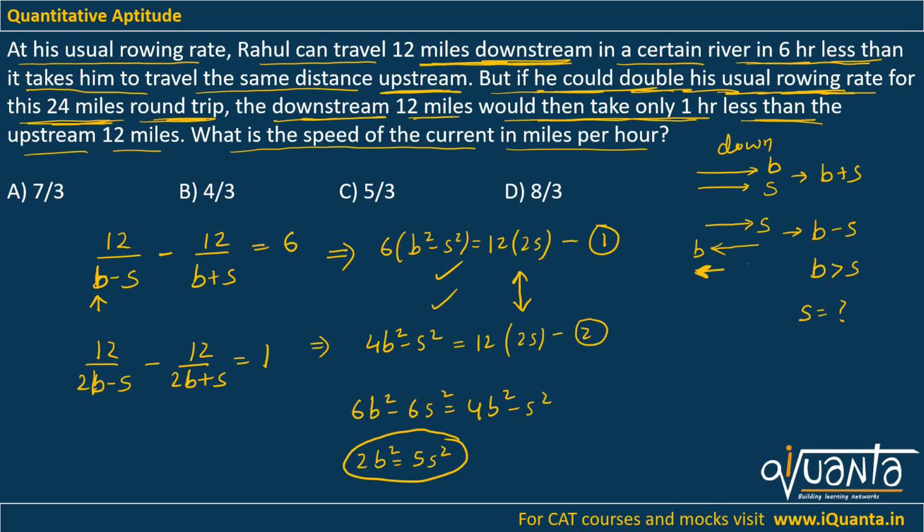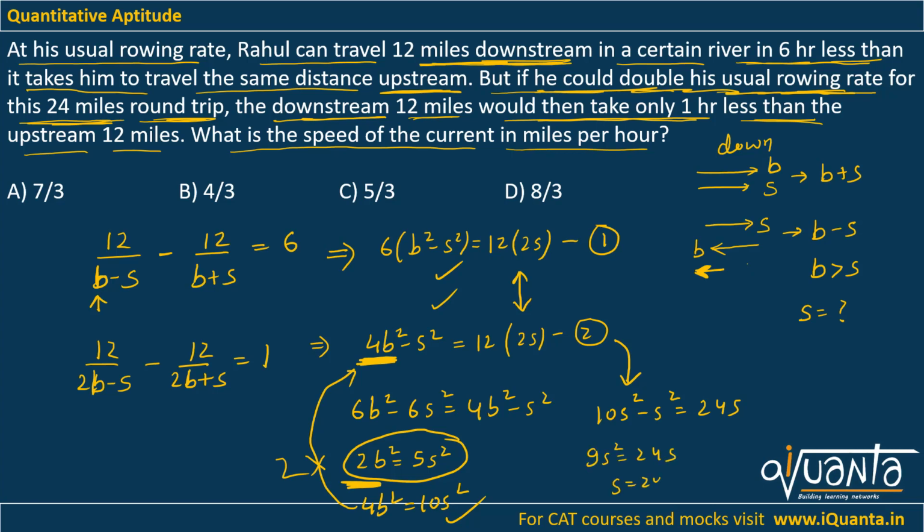If I use equation number 2, I have 4b square, and here I have 2b square. So multiplying this relation by 2, 4b square becomes 10s square. So in place of 4b square, I can put 10s square. I'll be getting 10s square minus s square equal to 24s, which gives me 9s square equal to 24s. So s will be equal to 24 by 9, which gives 8 by 3. Option D will be my correct answer. So that's how we can solve this question.